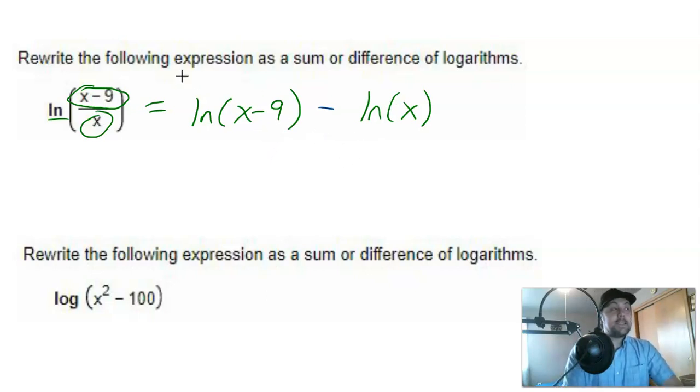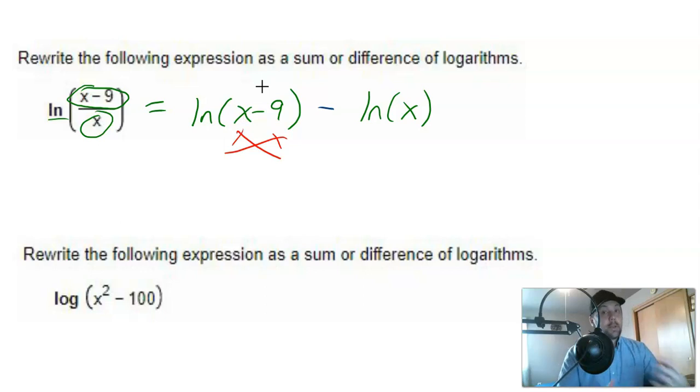What you might have been tempted to do further is to try to split the x minus 9 up into separate logarithms. And maybe you might have come up with natural log of x, natural log of 9 in some fashion. But you can't go any further with this. This cannot be split up. So the reason I chose this example is to make this point.